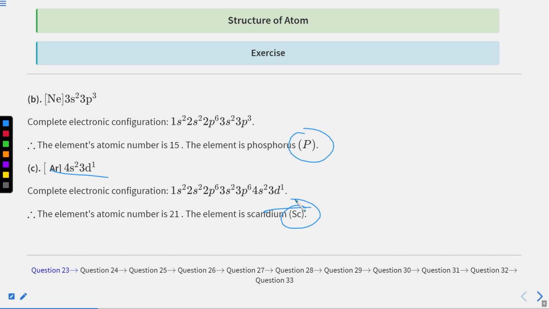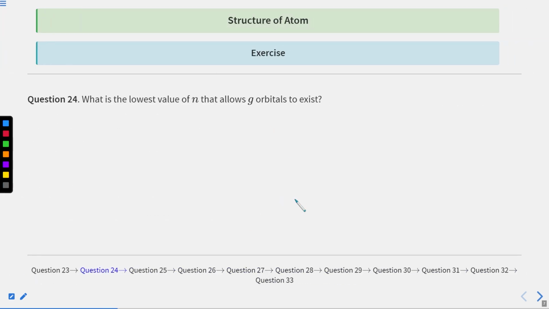Now let us see the next question. What does the next question say to us? The next question says: what is the value of n that allows a g orbital to exist? If you write the order, it is s, p, d, f, g. So this is the order.